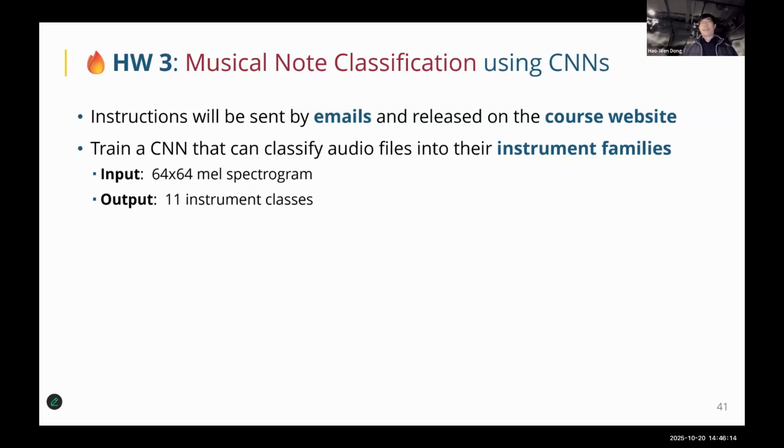The input will be 64 by 64 mel spectrograms. I already did this pre-processing. The difference between a mel spectrogram and a spectrogram is that you do some frequency axis remapping so that it highlights more of the human ear's frequency range, so that it amplifies that range.